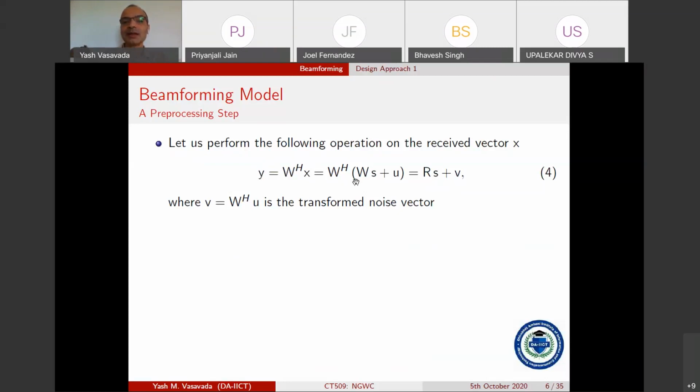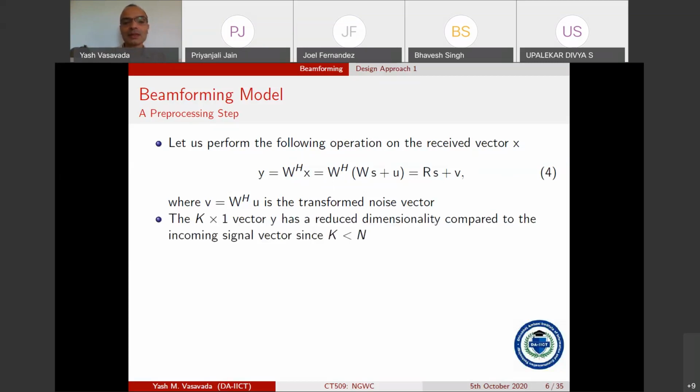I can write this vector Y by expanding out the formulation of X as W Hermitian W S plus W Hermitian U, which I have denoted as this vector V. But recall that W Hermitian W, we have defined on the previous slide as this matrix R. Okay, so I can do this linear transformation. Now, what you will notice is that because we have assumed that the number of simultaneous transmitters is less than capital N, this Y is smaller in length compared to X. So it is easier to deal with. I don't have to deal with as many numbers anymore. I have to deal with a collection of K numbers instead of N numbers. So that is some benefit.